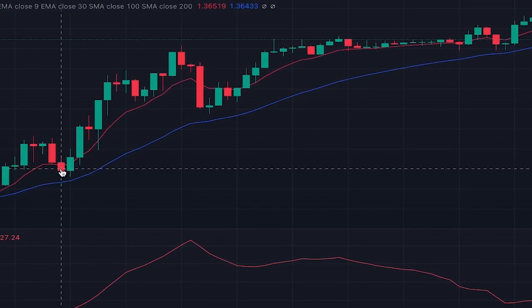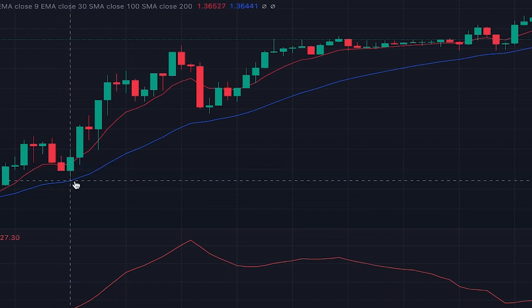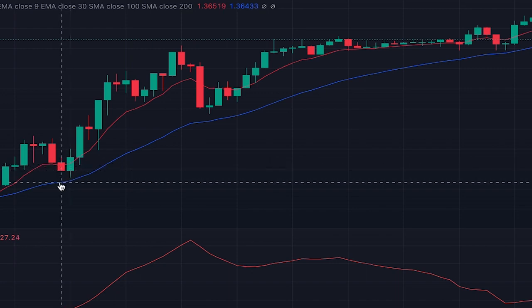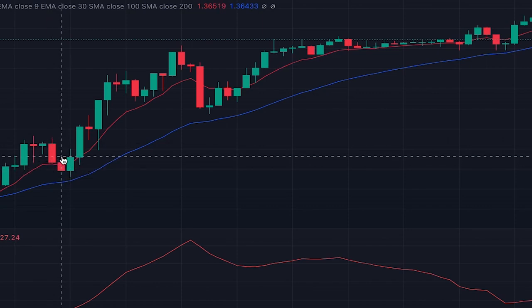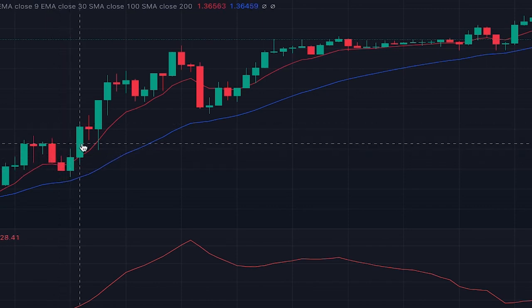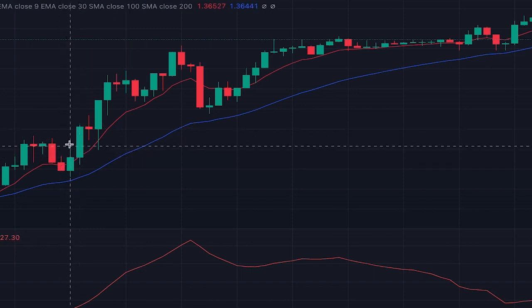This candle is our trigger candle and it must be above this EMA with length of 30. If we get a candle closed below this EMA, the setup is not valid anymore because the trend is in danger of reversal or going to range market. Then we must wait until the price closes above the high of our trigger candle. This candle couldn't close above the high of trigger candle, but this candle, as you can see, closed above the high of our trigger candle.